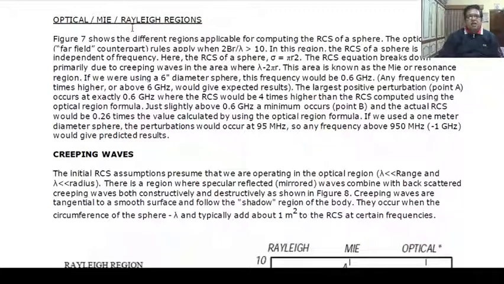Optical, oblique Mie, and Rayleigh regions. These topics we will try to understand in the next lecture. So today we are just trying to understand about the radar cross section and what the different radar cross sections are for different shapes.